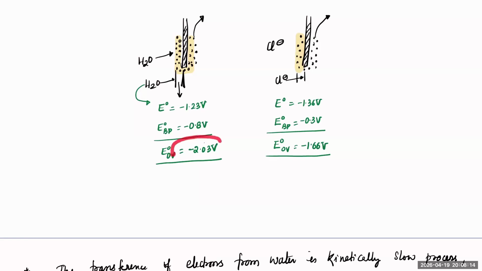So now you compare the E naught values here. Which will be better? Chloride will have a relatively better value, a more positive value, as compared to the overall voltage for water here.